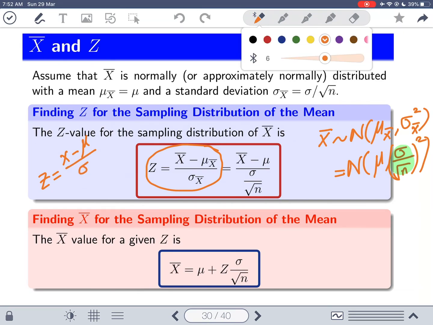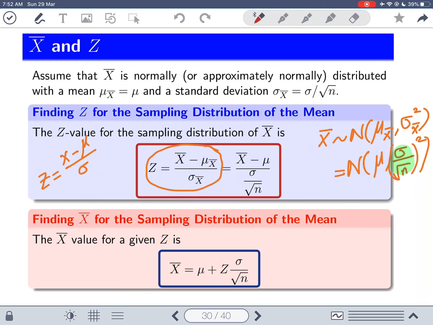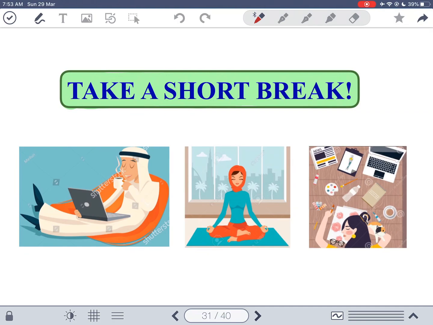Now, all that happens is that you're taking another distribution, that is the sampling distribution of sample means. So you just add the x bar, and mu x bar is the same as mu, and sigma x bar is the same as sigma over root n. And to go back from z to x bar, so if you are given z and you need x bar, this is the formula. It's just the inverse of the formula here, just like what we did for the normal distribution. Now you can take a short break and come back to the last part.